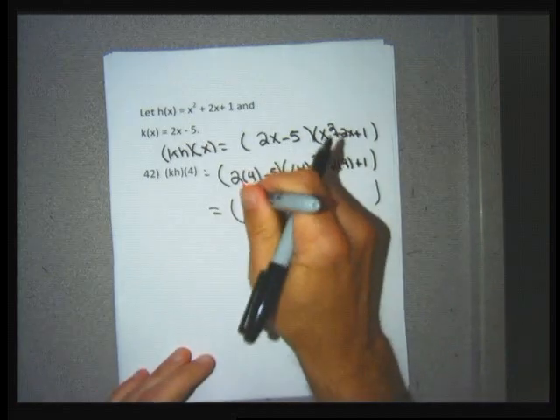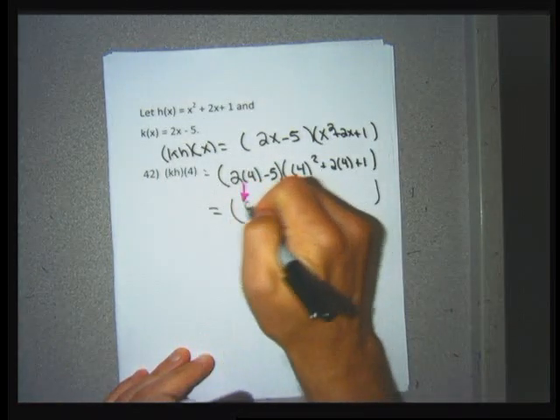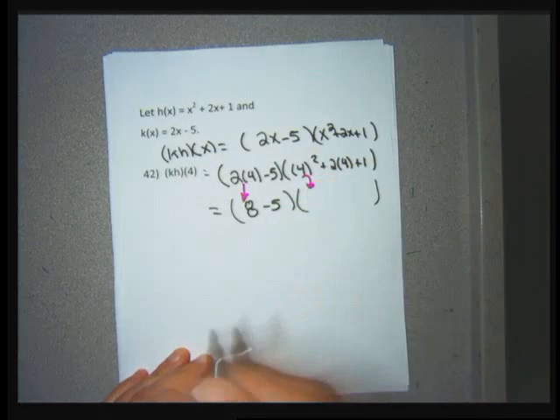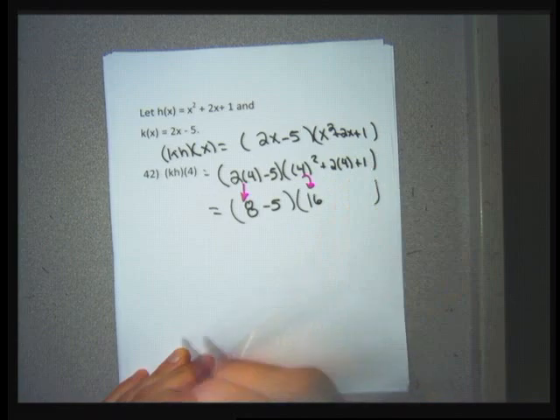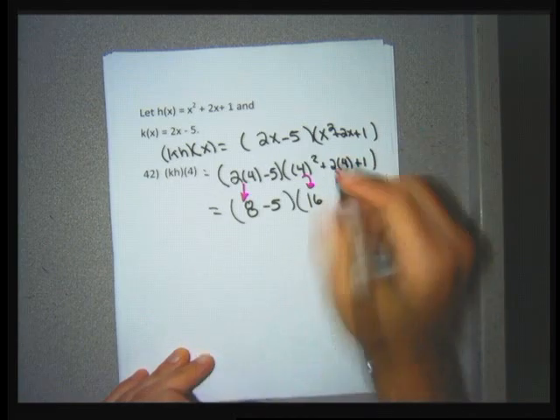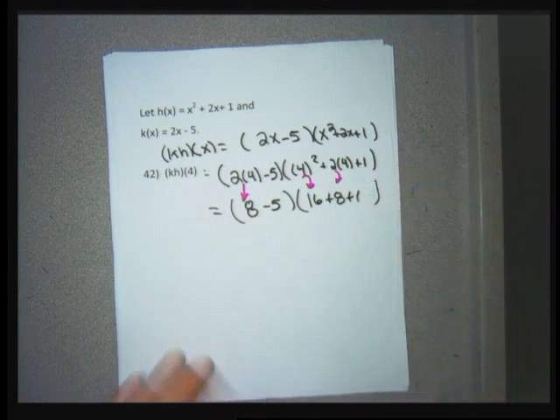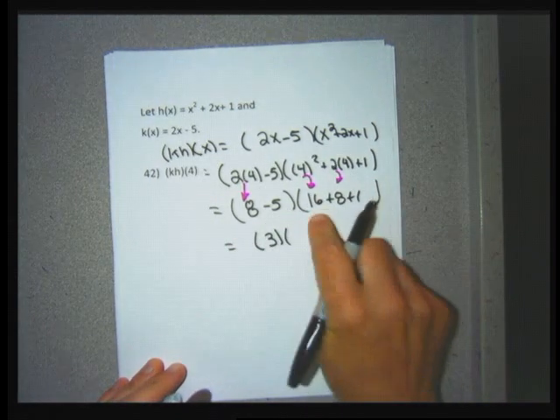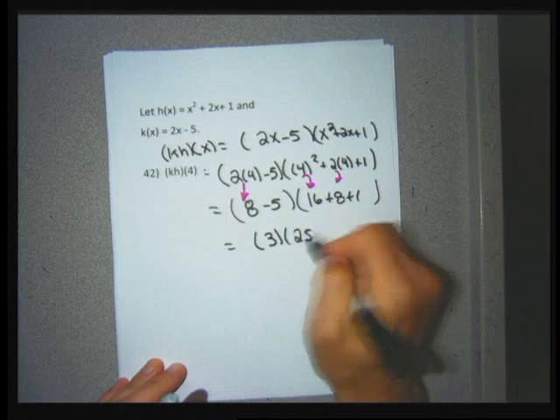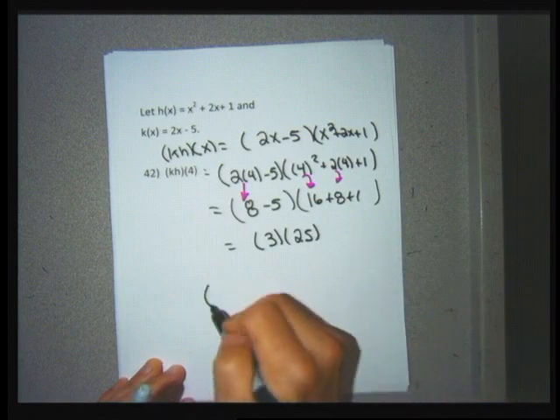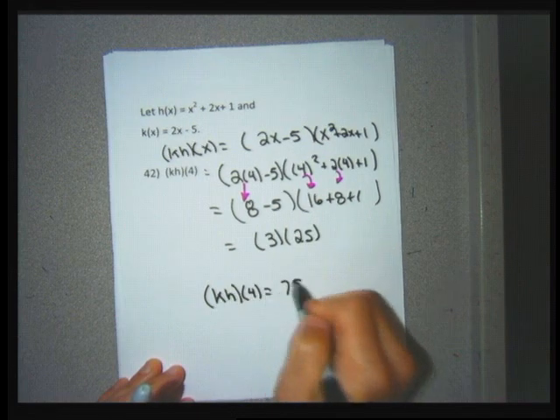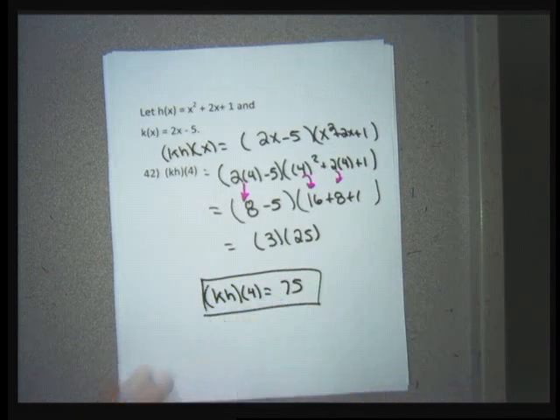The 2 times 4, I'm going to change to 8. I'm going to leave the minus 5. The 4 squared, I'm going to write as 16. The 2 times 4, I'm going to leave as an 8 with the plus sign between and the plus 1. First parentheses comes out to 3. Second parentheses comes out to be 25. When I multiply 3 times 25, I get 75, which is going to be my answer. I don't really need to write the problem next to the answer, but I like doing that. So my answer, I'm going to write k times h of 4 is 75.